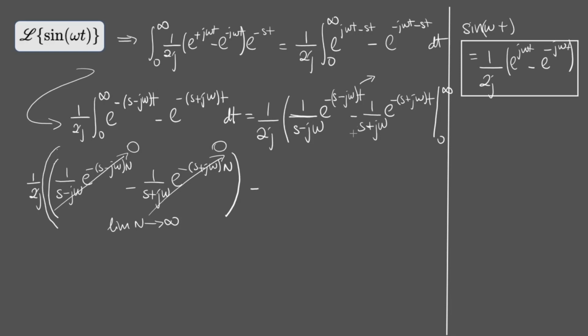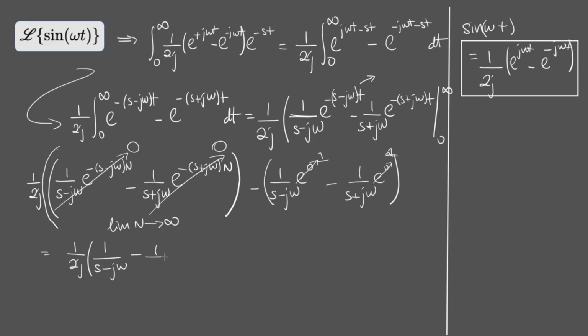Then subtract. Then we sub 0 in. So that's minus 1 over s minus j omega, e to the 0 is going to go to 1, minus 1 over s plus j omega, e to the 0 again is going to go to 1. So what you actually end up with is something that looks like 1 over 2j into brackets, 1 over s minus j omega minus 1 over s plus j omega.